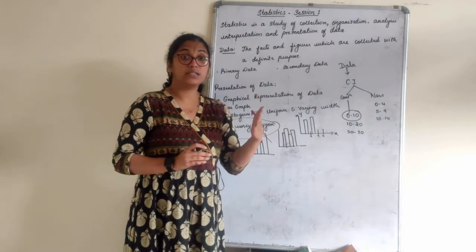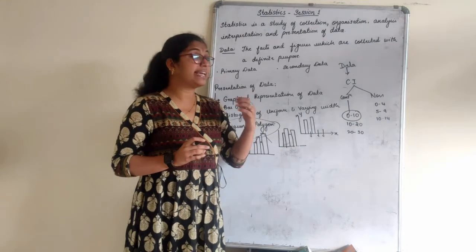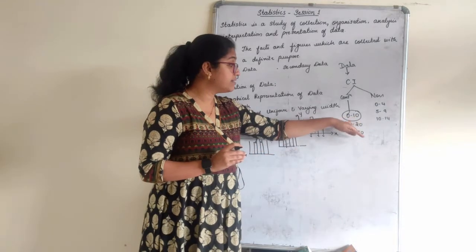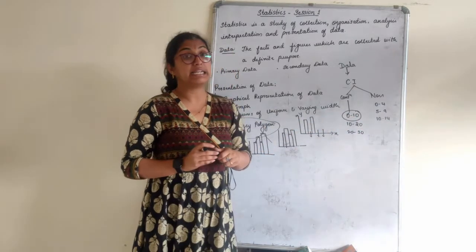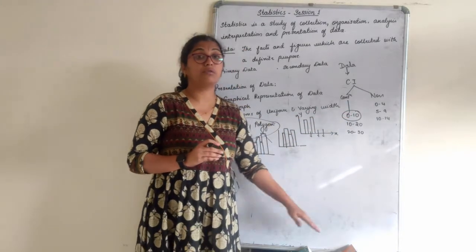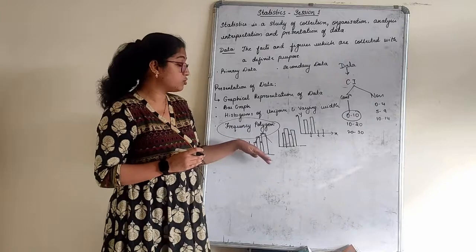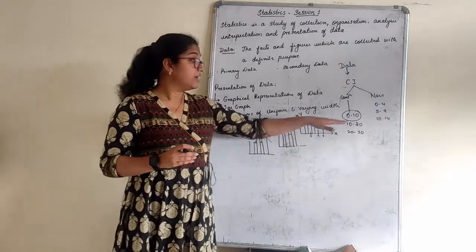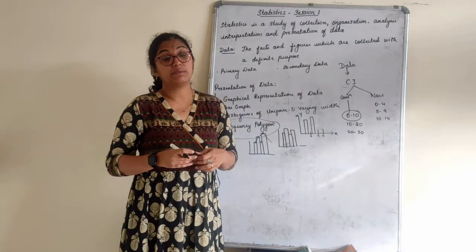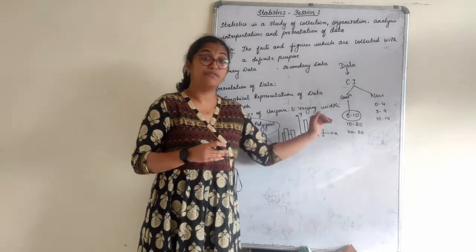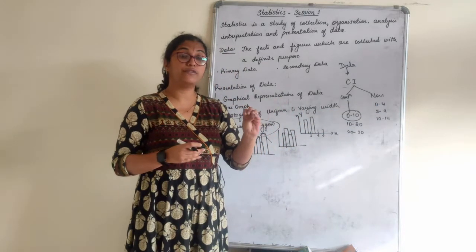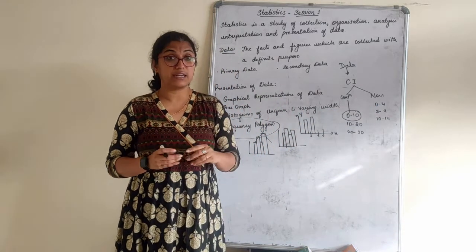Now, what is the size of the class interval? If I count 0, 1, 2 up to 10, I get 11 numbers, right? But the size is not 11. Since 10 is repeated here, the size is 10. If the size remains the same throughout, we can construct a histogram of uniform width. If the size varies between each and every class interval, we need to draw a histogram of varying width. Now see what is the size here? 0, 1, 2, 3, 4. 5 is the size of the class interval.